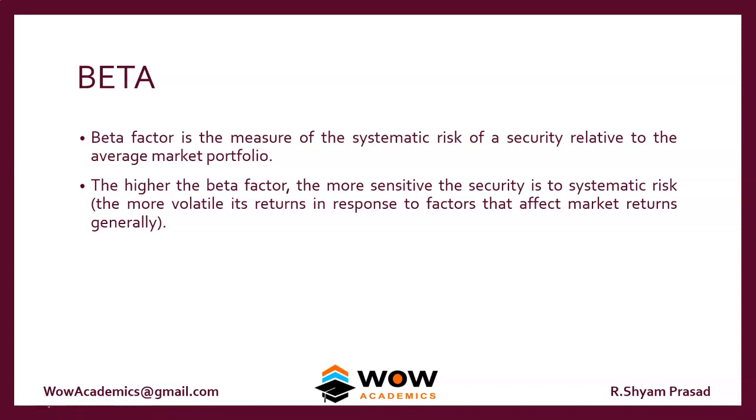So now we'll discuss beta. In that graph we found out that systematic risk can be measured through something called the beta. Imprint in your mind that beta measures the systematic risk. The higher the beta factor, beta is a number, the higher the number, it tells you that the company is more volatile, more risky. So we can put it like this: if beta is higher, that means the risk for the company is also higher. That's how they are correlated.